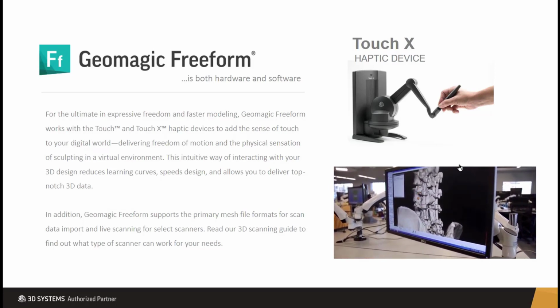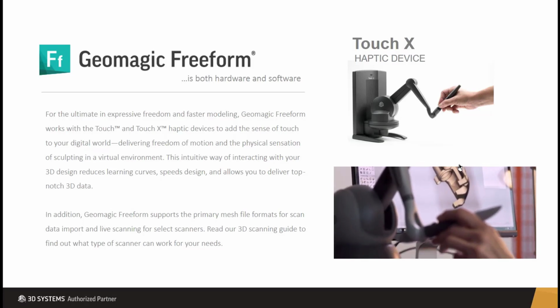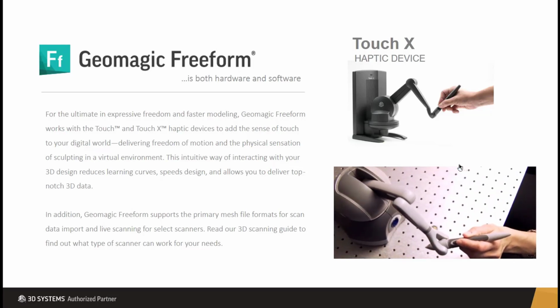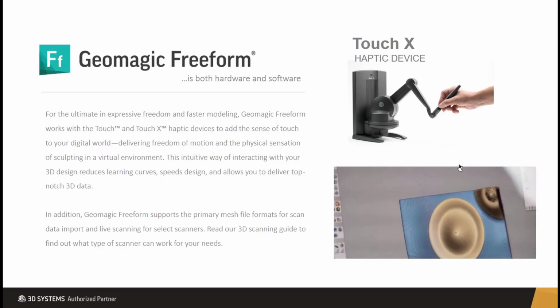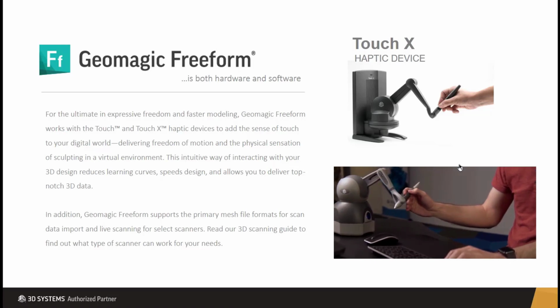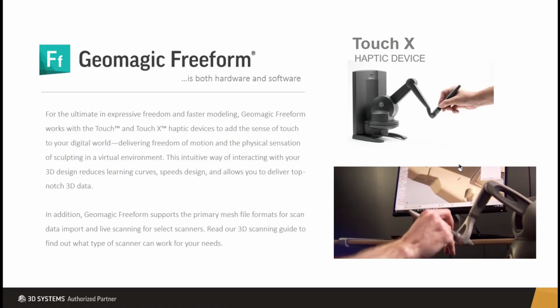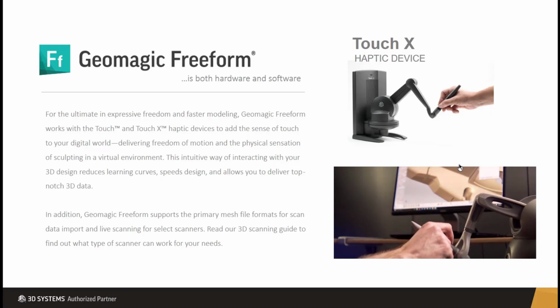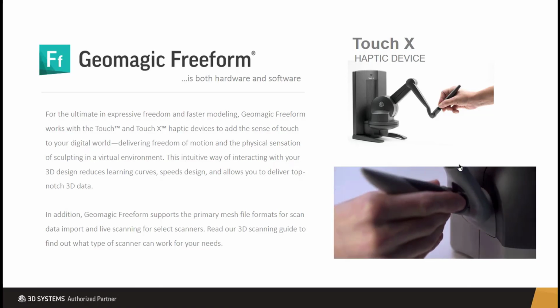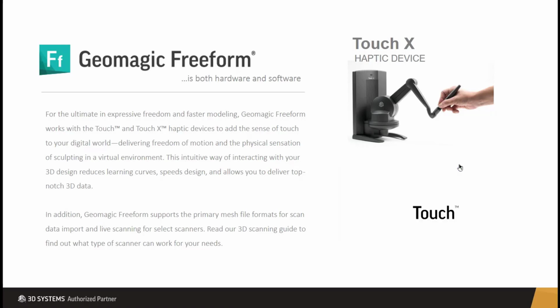So as the slide shows, for ultimate expressive freedom and faster modeling, this gives you like a hand feel, a personal touch to the modeling application, and delivering free form motion and physical sensation of sculpting in a virtual environment. So Geomagic supports mesh formats as well as scan data formats. Like we talked about earlier here, we can bring in scan data from 3D scanners and work off them directly without having to convert them to anything else using this haptic touch.